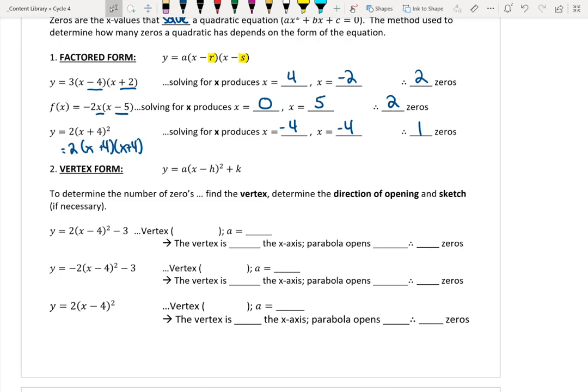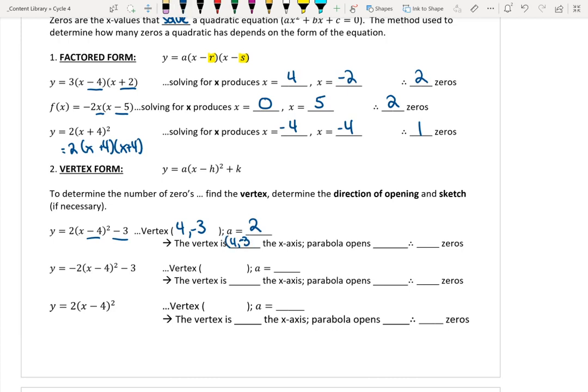So if I look at the first one, my vertex is going to be 4, negative 3. Again, looking at these two values. My a value is 2. So my vertex, I know, is 4, negative 3.